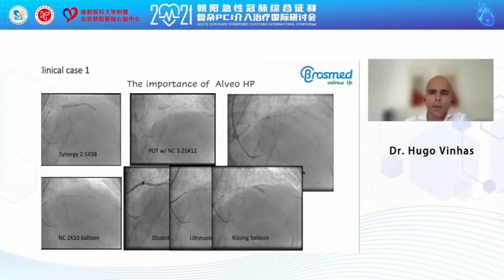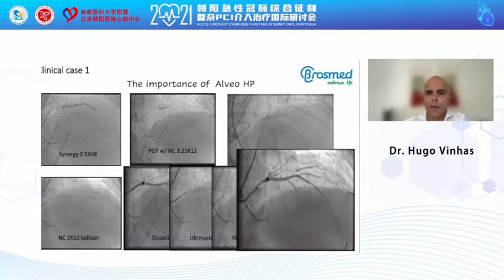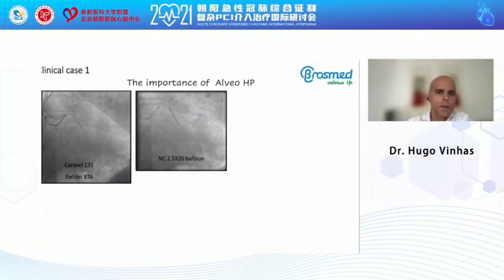So in the same procedure, we advanced to the CTO treatment of the circumflex. And after several attempts with a Carvar 135 and different wires, we could cross with the Fielder XTA. After confirmation with the contralateral injection of the position of the wire, and after advancing a small non-compliant balloon, we did modification of the plaque with a non-compliant 2.5 balloon. This is the result of the balloon.